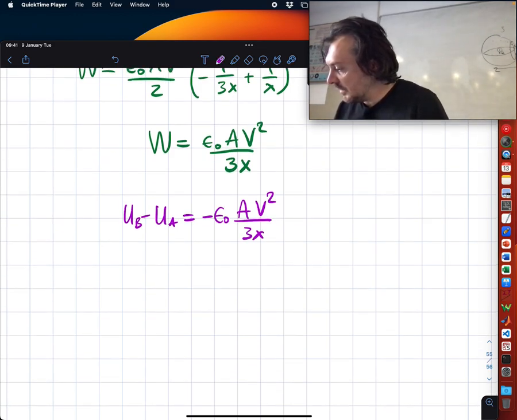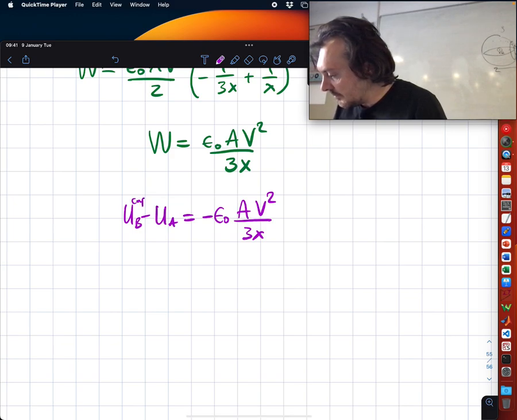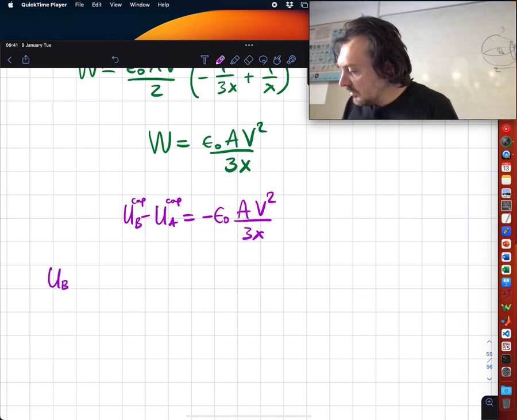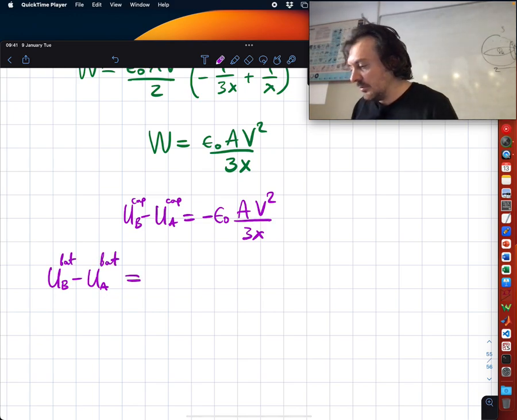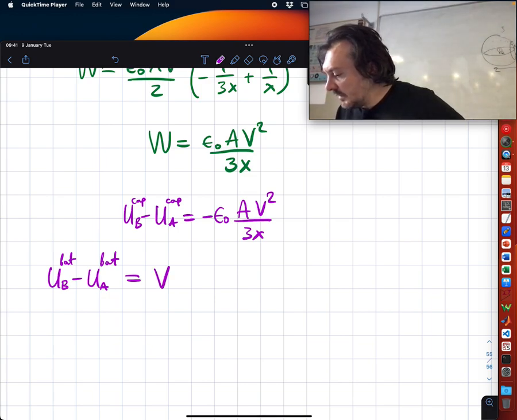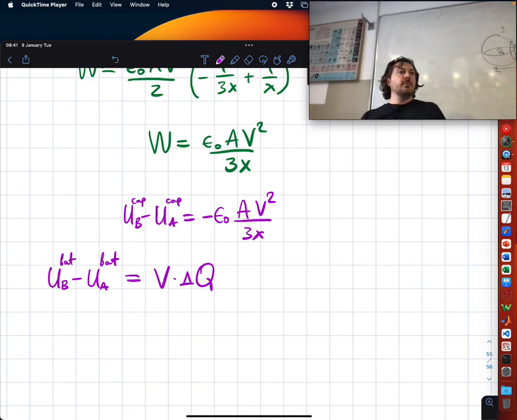So this is UB of the capacitor. UB minus UA of the battery can be found. We know that the potential difference of the battery is always the same, V. This difference in energy is going to be V times delta Q, the amount of charge that goes to the battery. Do you agree with this formula? Yes? Because there is a potential difference, and we are adding charge on top of that potential difference.